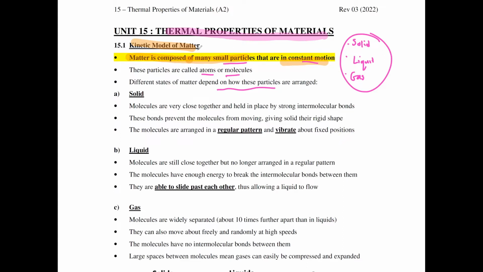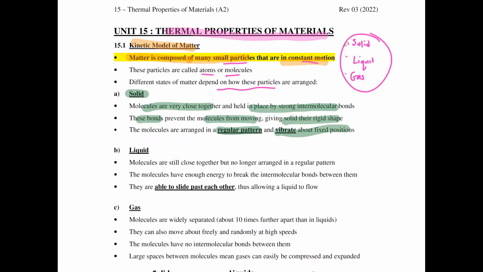So when it comes to solids, we know that all the molecules are generally packed close to each other and held in place by strong intermolecular bonds. The bonds are actually preventing your molecules from moving, giving your solid its rigid shape. Your molecules in a solid generally are arranged in a regular pattern and they only vibrate about fixed positions. So this is for solid. The main thing is that those particles do not move about freely. They only vibrate about the fixed positions, and they are arranged in a regular pattern.